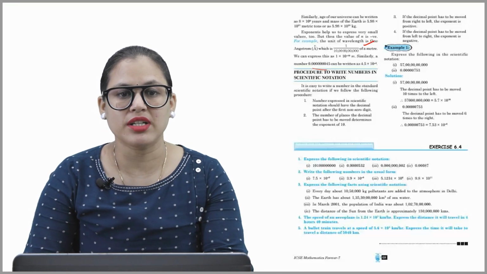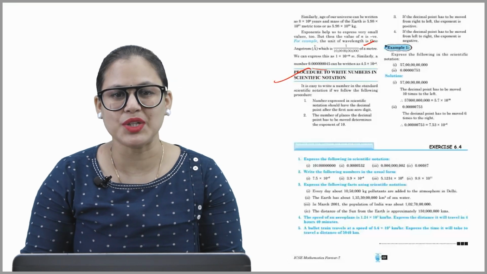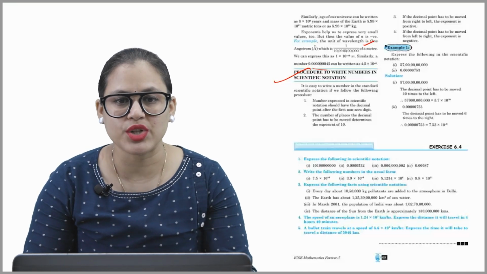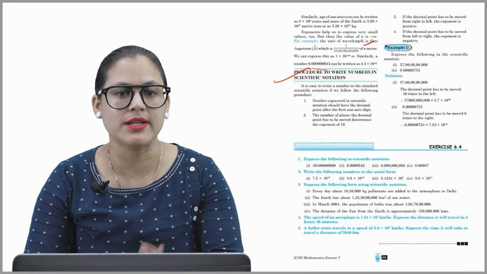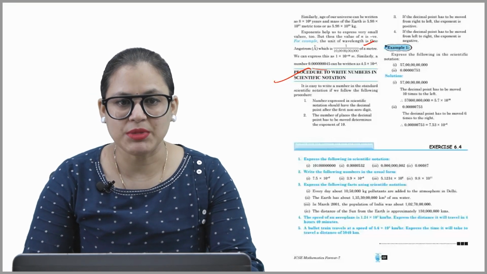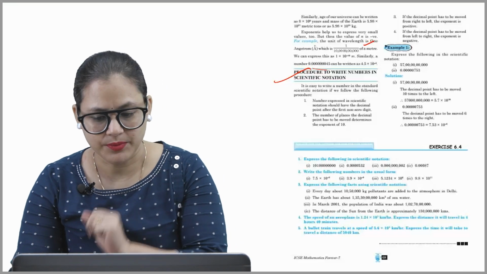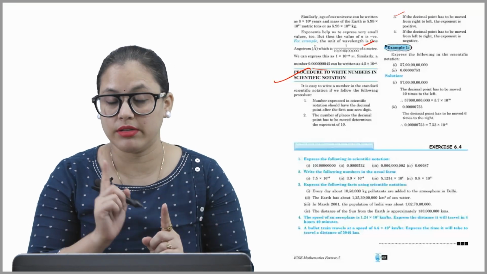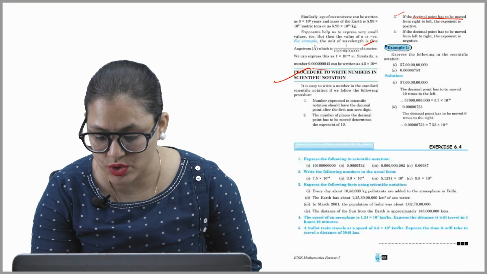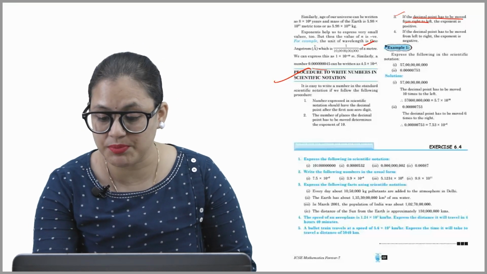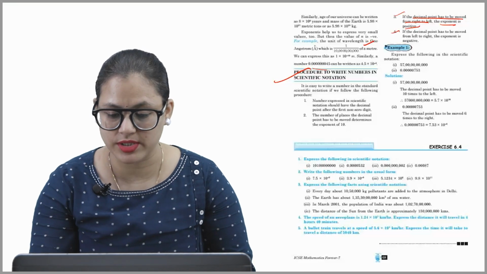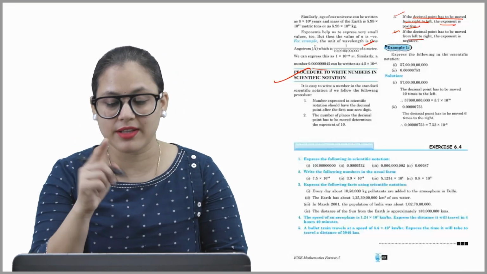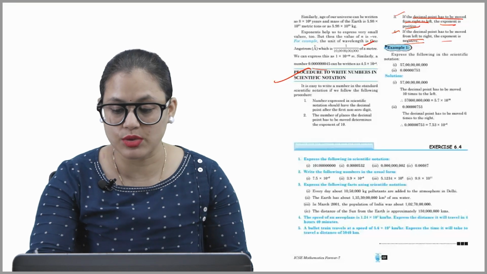Okay. Now, procedure to write numbers in scientific notation. It is easy to write a number in the standard scientific notation if you follow the following procedure. Number 1, a number expressed in scientific notation should have the decimal point after the first non-zero digit. 2, the number of places the decimal point has to be moved determines the exponent of 10. 3, if the decimal point has to be moved from right to left, remember this, the exponent is positive. And number 4, very important, if the decimal point has to be moved from left to right, the exponent is negative. Okay, so keep these two things in our mind.